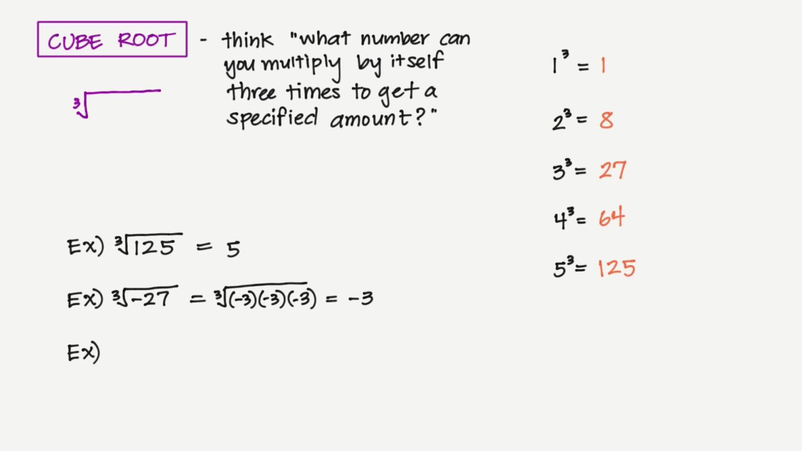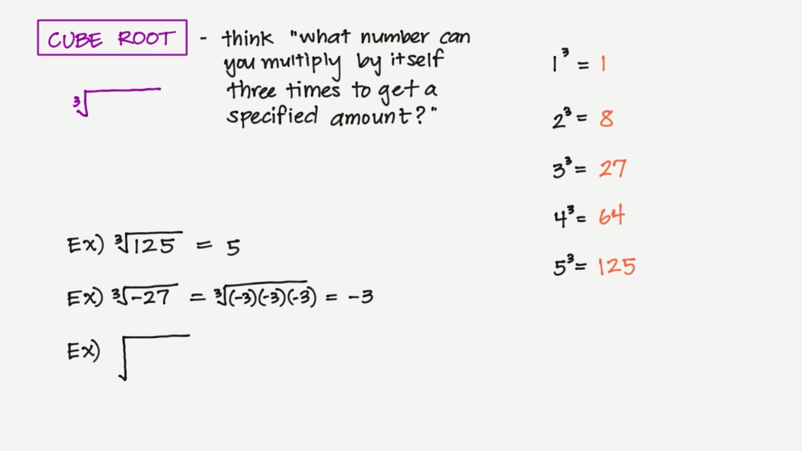Finally, let's go ahead and find the cube root of 1,000 divided by 512. Well, that's the same as 10 times 10 times 10 on the top and 8 times 8 times 8 on the bottom. So this would leave me with the fraction 10/8 or the reduced fraction as 5/4.